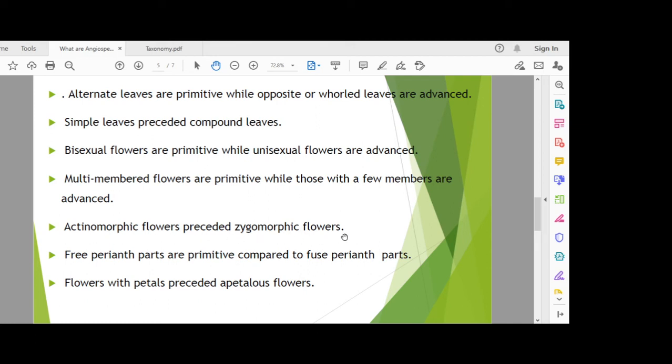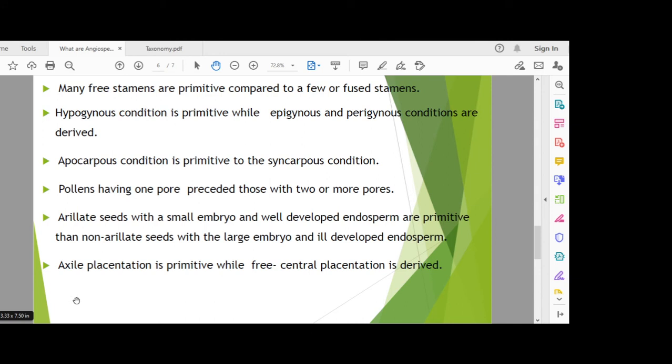Actinomorphic flowers preceded zygomorphic flowers. Free perianth parts are primitive in comparison to fused perianth parts. Flowers with petals preceded apetalous flowers, or those without petals. Many free stamens are primitive compared to a few or fused stamens. Hypogynous condition is primitive, while epigynous and perigynous conditions are derived.